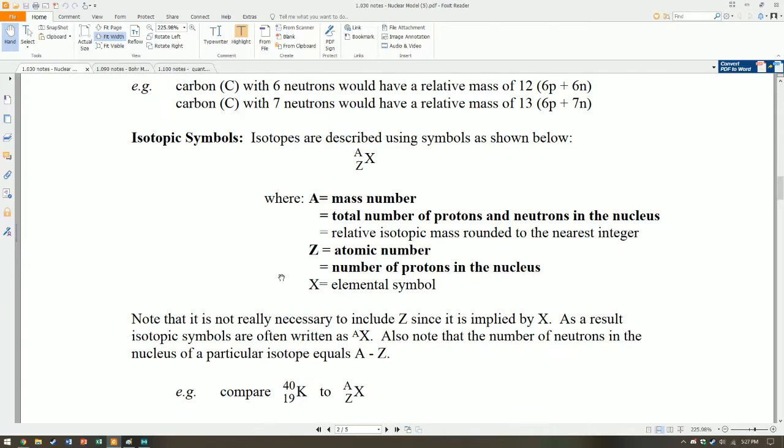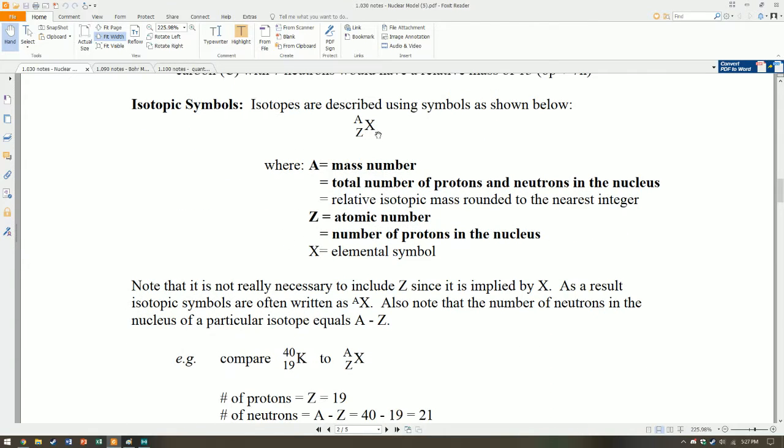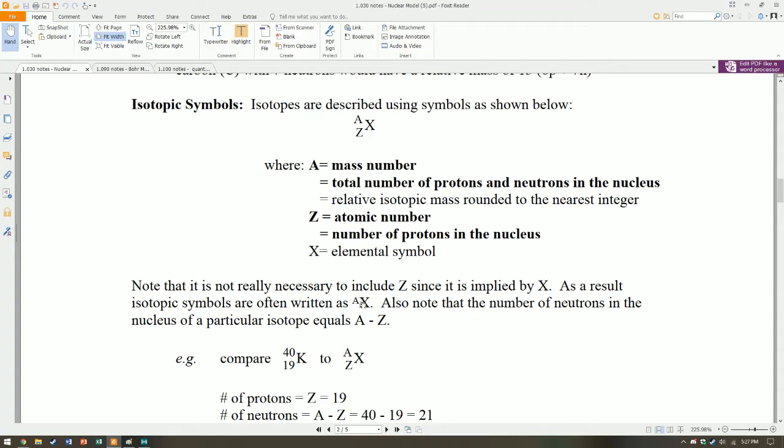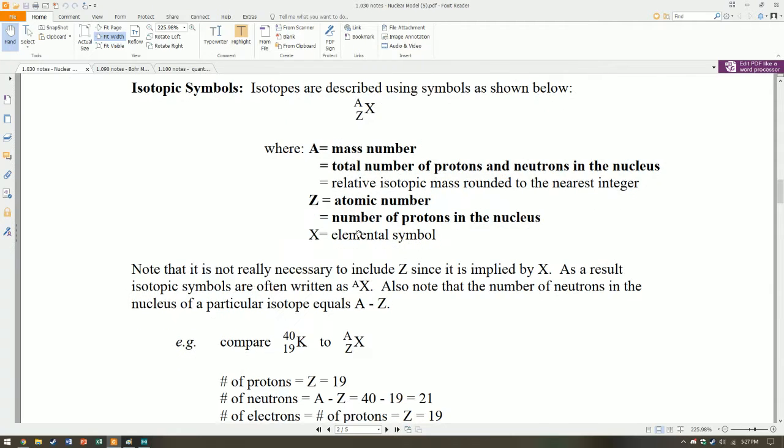Lastly, I need to talk about isotopic symbols, where they are described using this notation below, where A is the mass number, Z is the atomic number, and X is the elemental symbol. Note that generally they tend to just write it like this, because X implies Z.